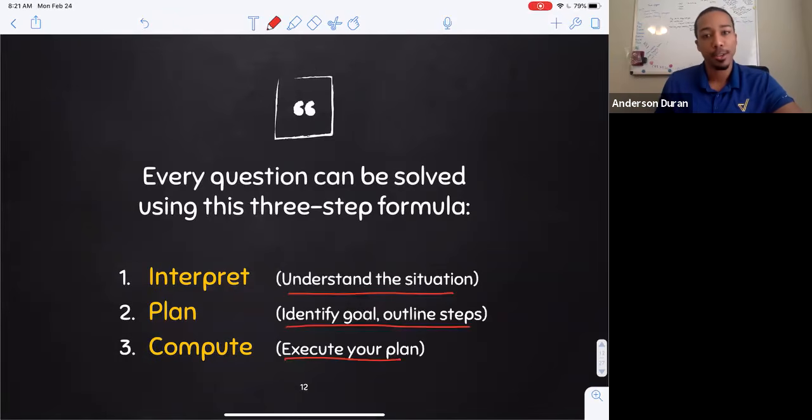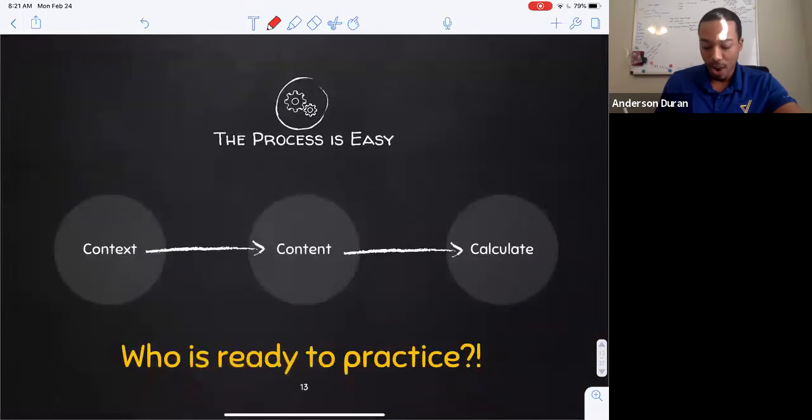So go ahead. Perfect. I see some people with their video on writing. I love it. Take those notes. Again, interpret the situation, plan, so identify the goal and outline your steps, and then compute, then calculate, then execute. So let's go ahead and move right along here, and let's talk about practice.